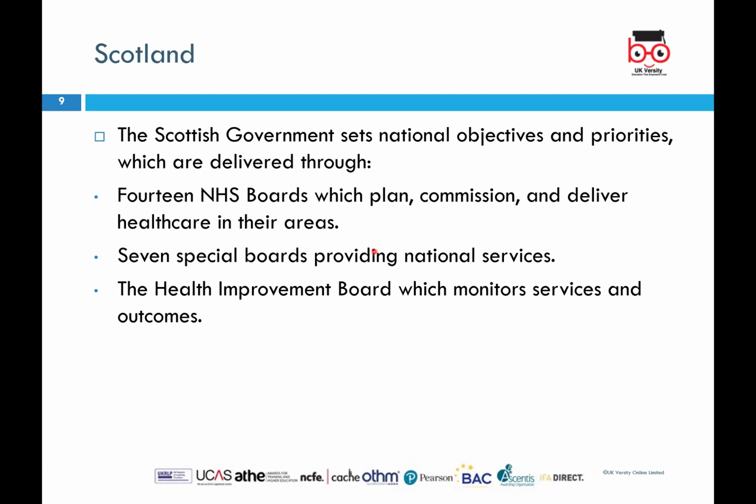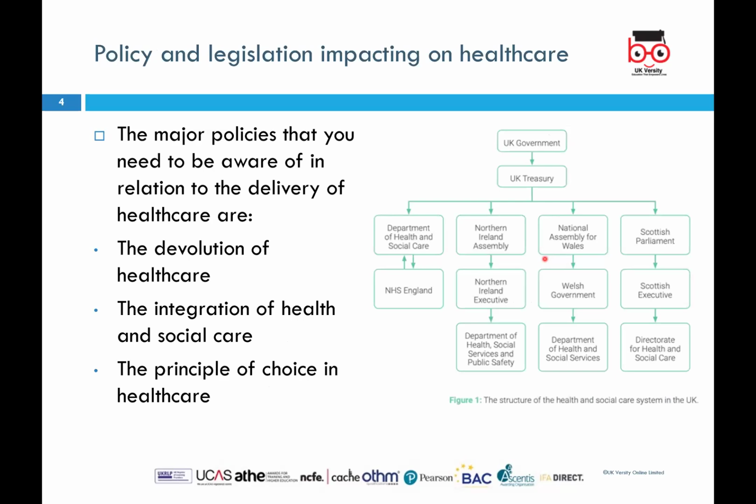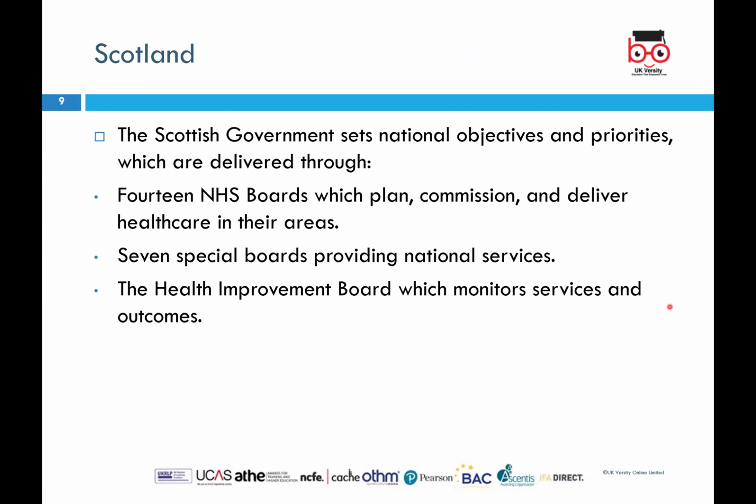Talking about Scotland, so this is the last bit. So the Scottish government has national objectives and priorities, and these are delivered through 14 NHS boards, which plan, commission, and deliver healthcare in their areas. They have 7 special boards that provide national services. And they have the Health Improvement Board, and this is there to monitor services and outcomes. Okay, so we've talked about England, we've talked about Northern Ireland, we've talked about Wales, and we've talked about the Scottish executive, the Scottish healthcare system.